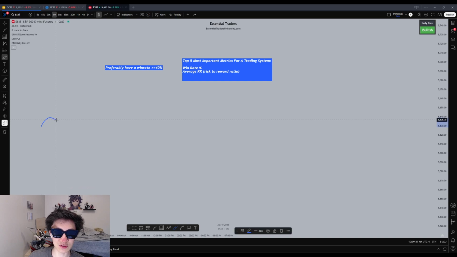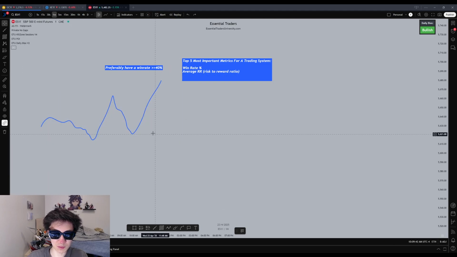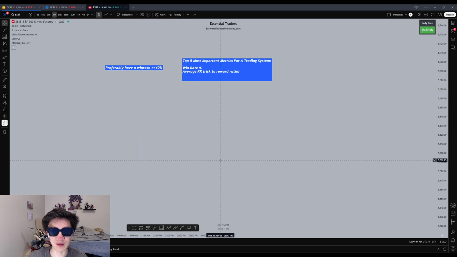Even if you have high risk reward, with a lower win rate your equity curve may look something like this, just because your winners are huge. However, you don't hit these winners often because of a low win rate. So that's why I mentioned you would preferably have a greater than or equal to 40% win rate. That's the preference, and that's most optimal, no matter what the situation is.